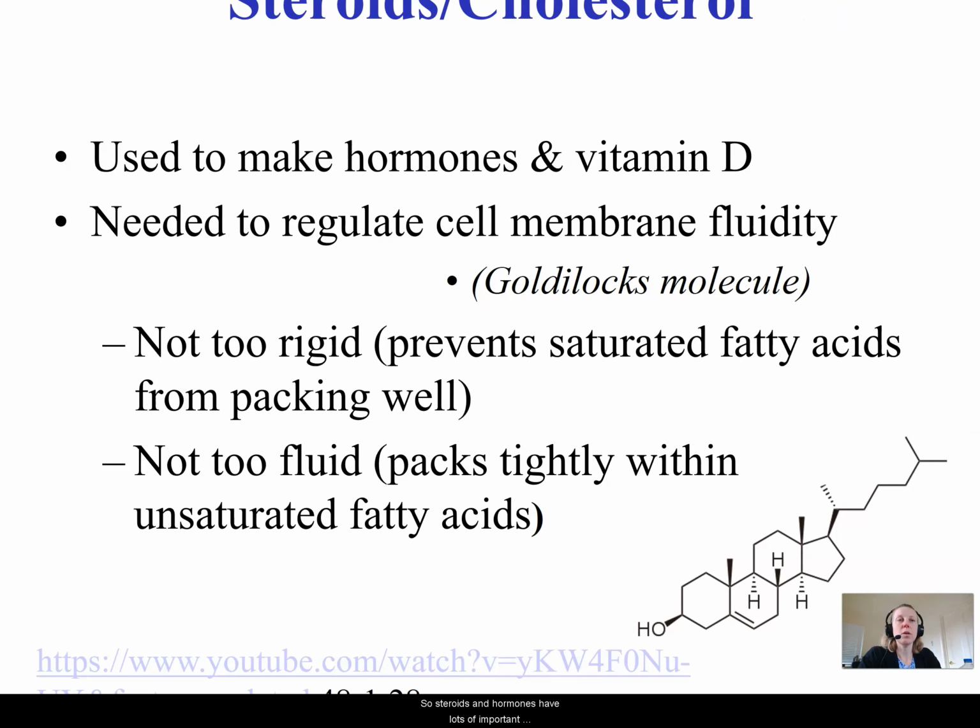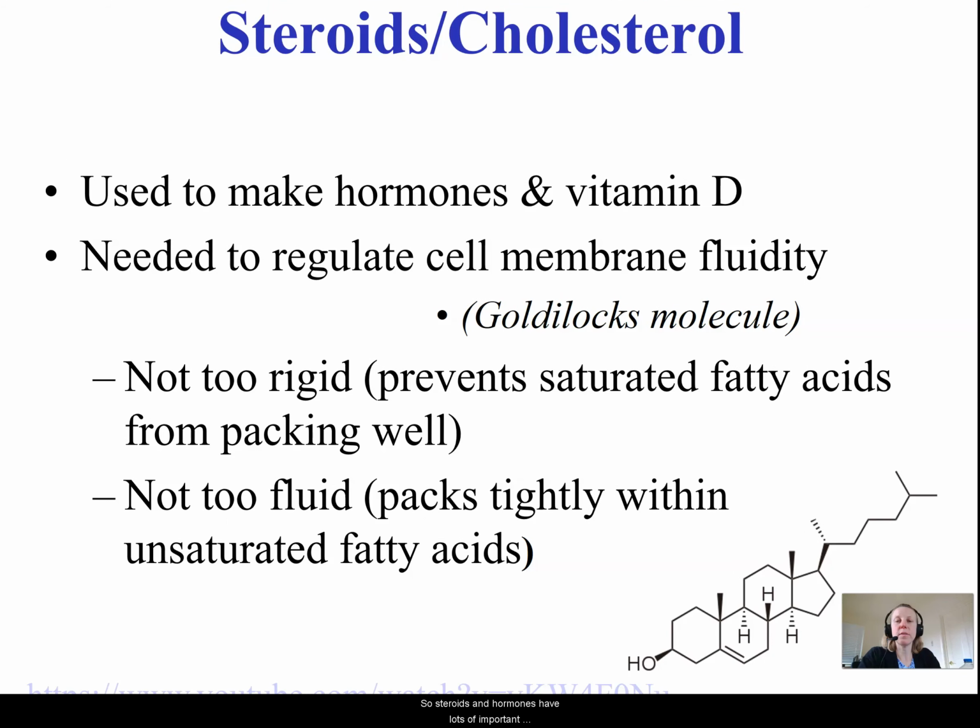So steroids and hormones have lots of important purposes inside the cell. They're used to make other hormones and vitamin D, and they're needed to regulate membrane fluidity. I think of steroids like the Goldilocks molecule. You know the story of Goldilocks and the three bears, right? She goes to the bears' house and she tries the dad's porridge and it's too hot. She tries the mom's porridge and it's too cold. And then she tries baby bear's porridge and it's just right. Goldilocks likes things just right, just like cholesterol.